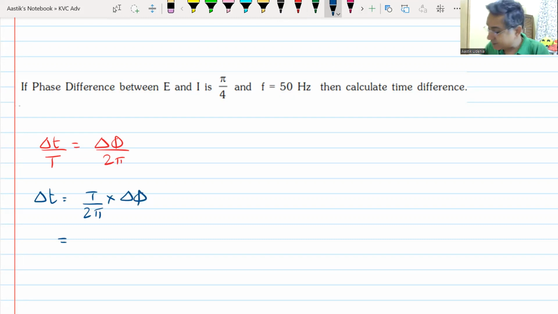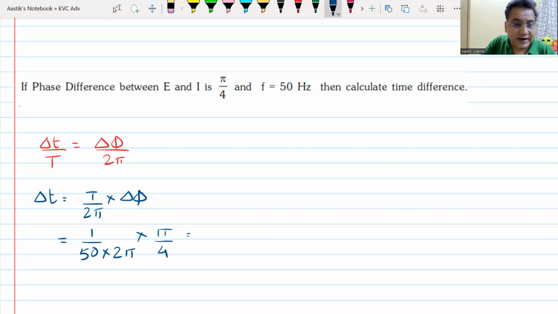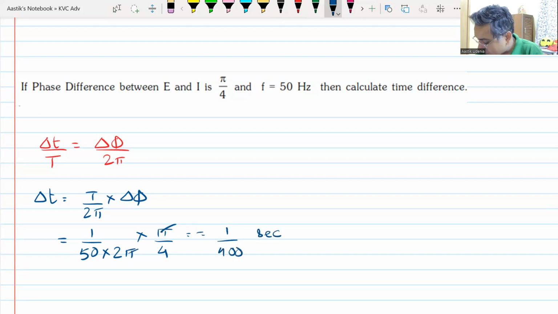How much is the time period? Frequency is given as 50, so the time period becomes 1 by 50, multiplied by 2 pi, multiplied by pi by 4, my dear friends. So that is the answer that we must get from here. The answer would be how much? 1 by 400 seconds. That was the answer that I was looking at. I'll give you 1 minute to note this down.